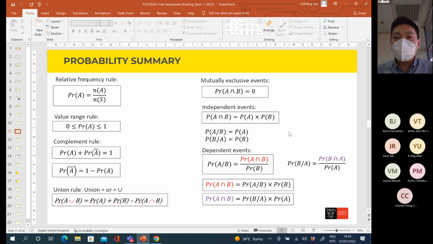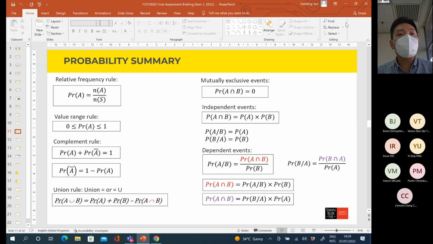So the last one is dependent events. Dependent events means the occurrence of event A is going to affect the chance for event B to happen. And similarly, B is also going to affect the chance of event A to happen as well. And then we conclude this as a dependent event.